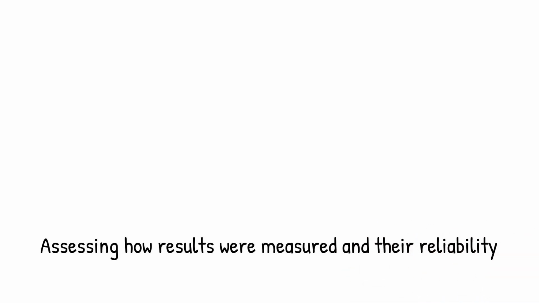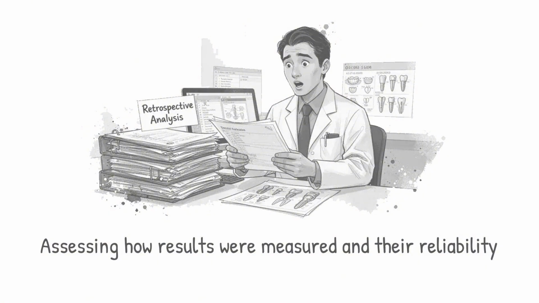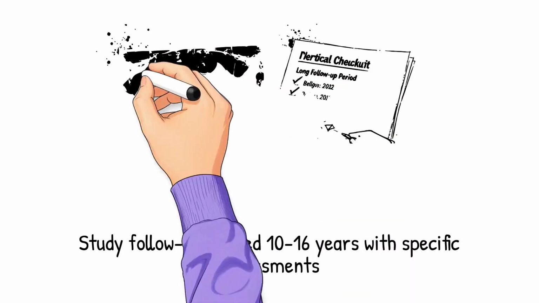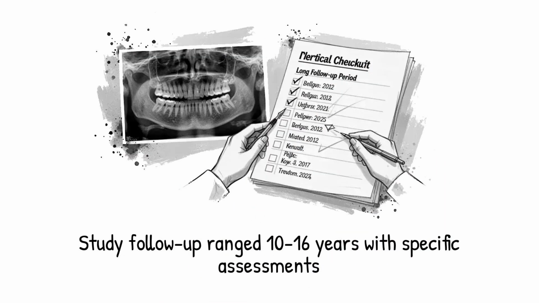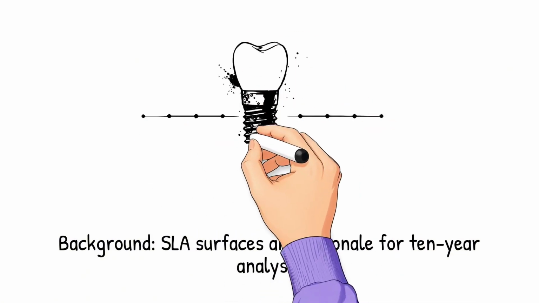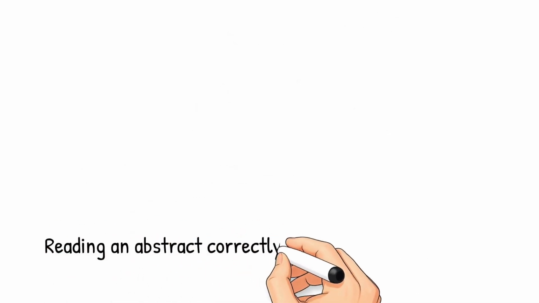You go to the methods, 303 patients, 511 implants. Retrospective analysis, meaning the researchers looked back at existing patient records, not a prospective controlled trial. Follow-up ranged from 10 to 16 years. Outcome assessment included clinical examination and standardized radiographs. Now you go to the background. The authors explain that SLA surfaces were introduced to improve osseointegration through increased surface roughness. Long-term data beyond 5 years was limited at the time of the study, hence the rationale for this 10-year analysis. Now you have read the abstract in the right order.